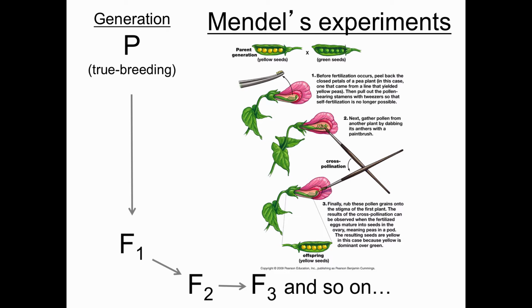Okay, so the first generation is the F1 generation. The F stands for filial, which is a word that refers to son or daughter. Then he started crossing the individuals of the F1 generation to see what happened. The offspring were then the F2 generation, and so on and so forth. That's sort of what he did.